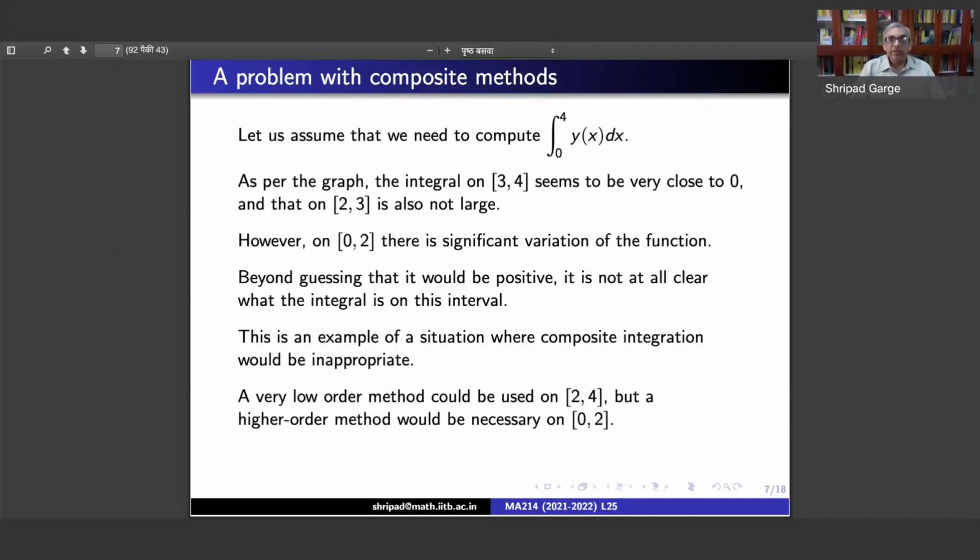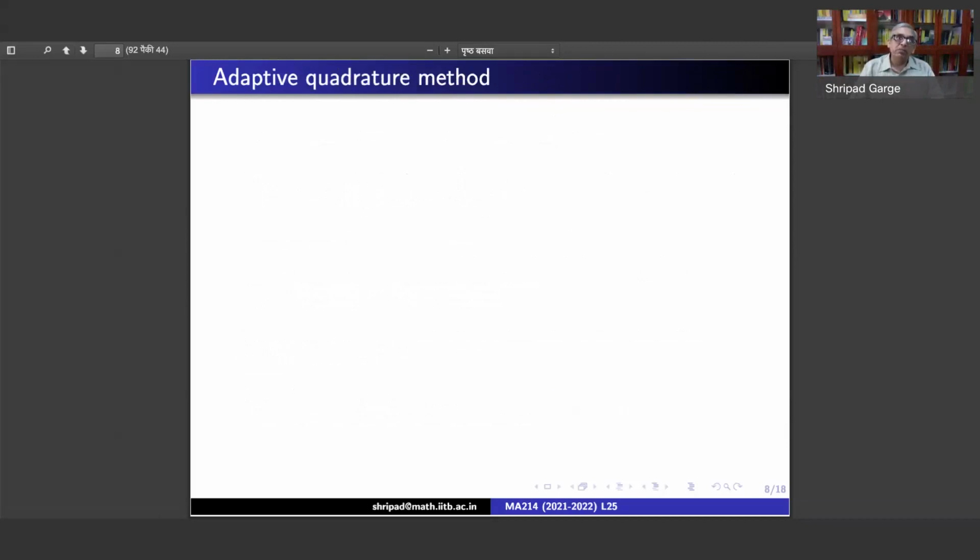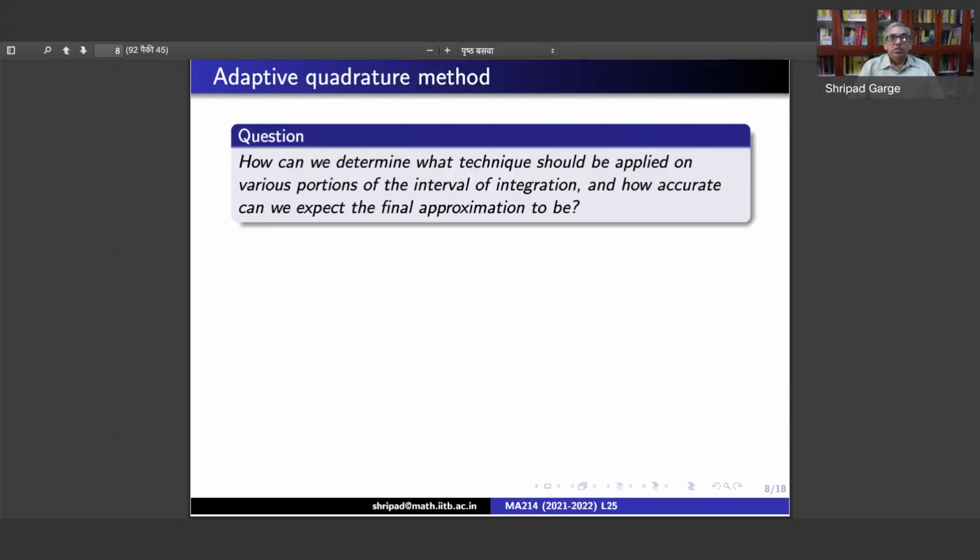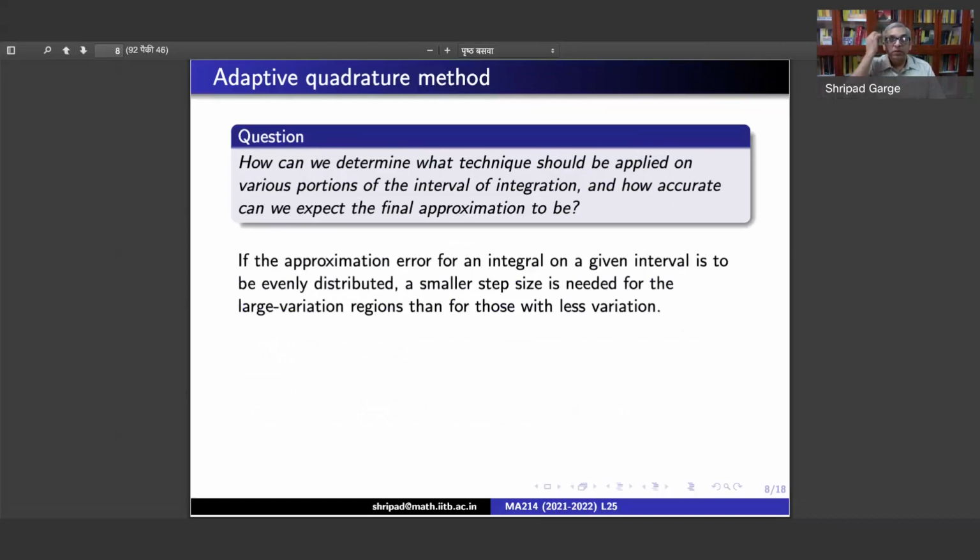So this is the problem, and for which we are going to use the adaptive quadrature methods. So the point is, how do we determine what technique should be applied on various portions of the interval of integration, and how accurate can we expect the final approximation to be? This is the basic question that we want to answer, and what we would like to do is to have the approximation error to be evenly distributed, and that is what we would try to do.